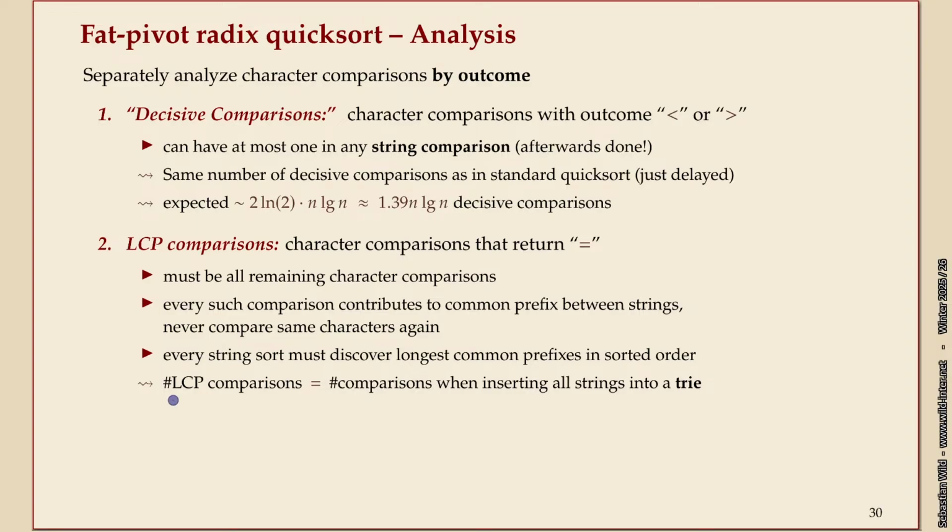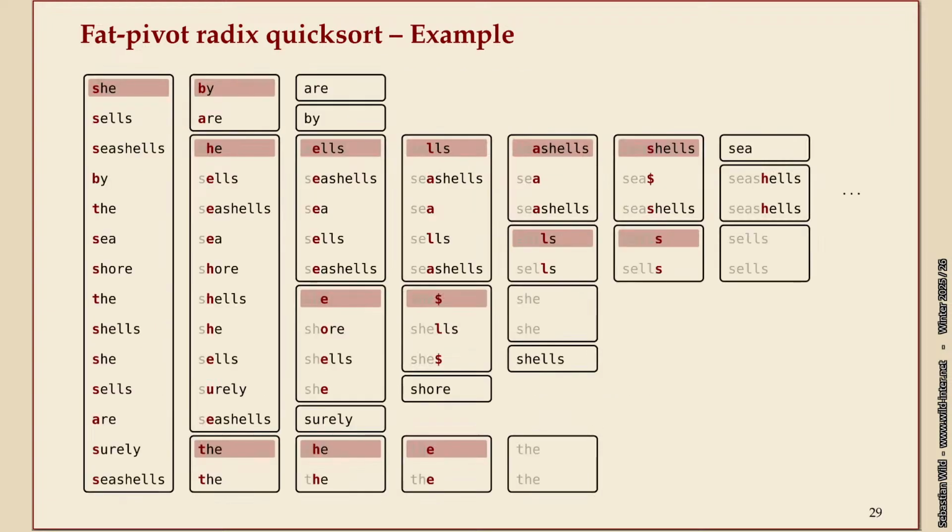And the way to analyze how many you need there is a clever reformulation of the problem. The LCP comparisons are precisely the steps that you would need if you were to insert all the strings into a trie. So a standard uncompressed trie where you just have nodes for every character that you go down. I'm not saying that's what we do to implement this, right? It's just a metaphor for the analysis. If you imagine you would build a trie for these strings, you would start here, then there's maybe an A here, but then you don't need to go further to compare RE. That's no longer needed. The A was enough.